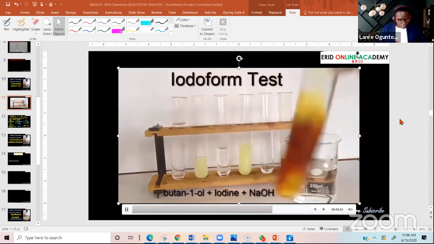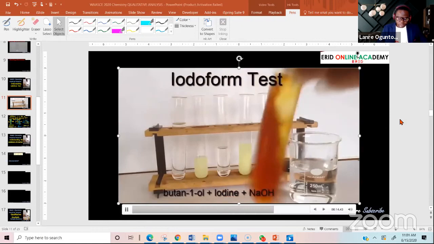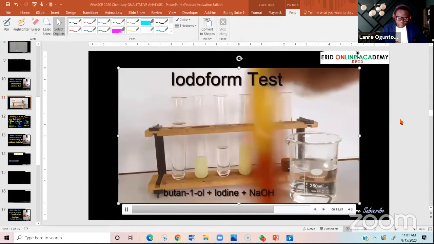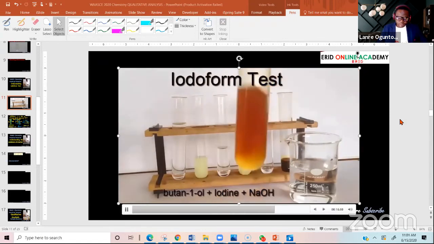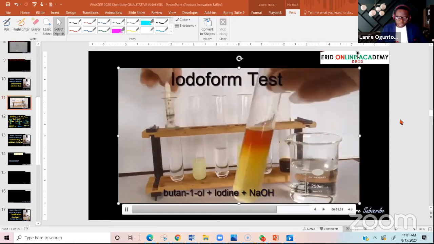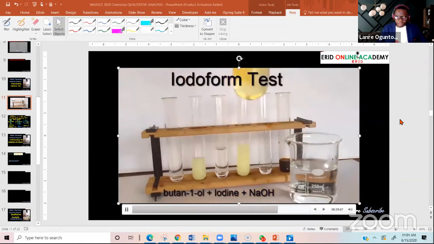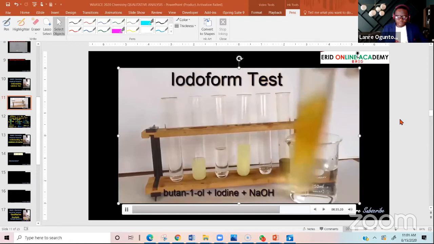Okay, so let's move on and see. I'll put it in a water bath and see what will form. Don't forget, we are looking for 2 things: formation of yellow precipitate or colorless solution at best. If it forms yellow precipitate, it means it's a positive test. If it forms a colorless solution or a colorless mixture or a colorless liquid, it means it's a negative test.